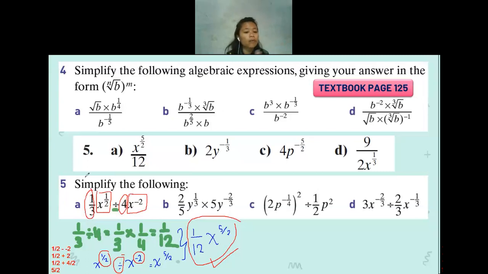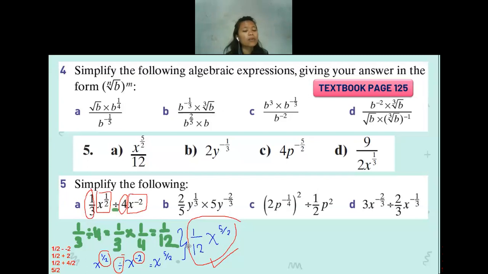I have x to the power of 5 per 2 by 2, because we can simplify 1 times x to the power of 5 per 2. The answer will be x to the power of 5 per 2.